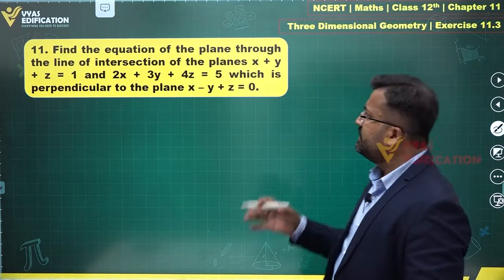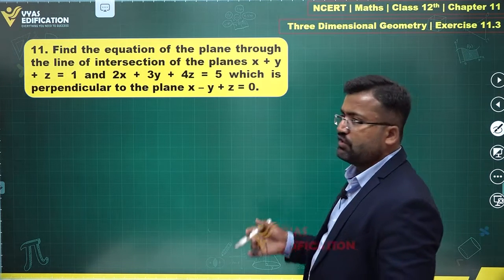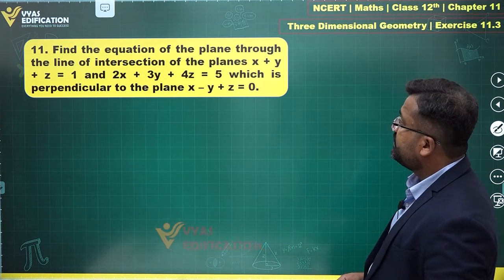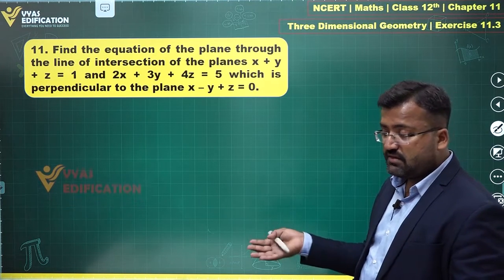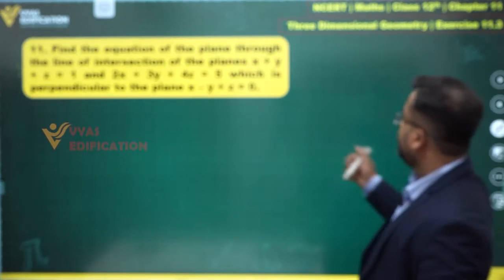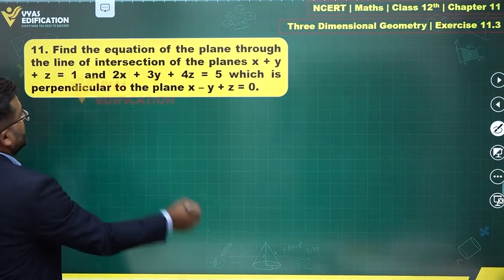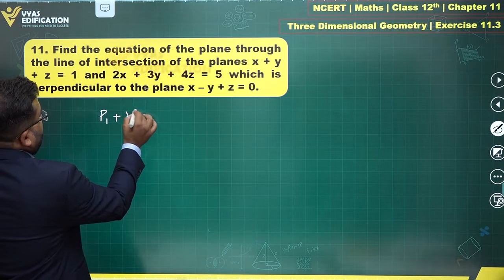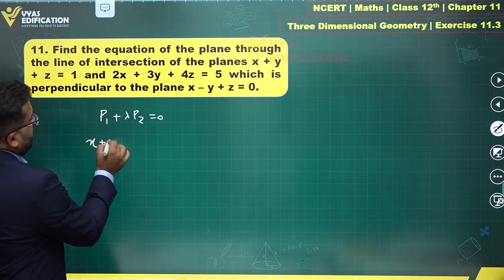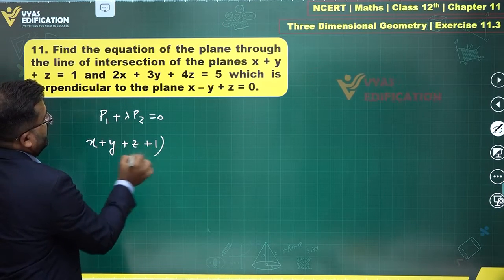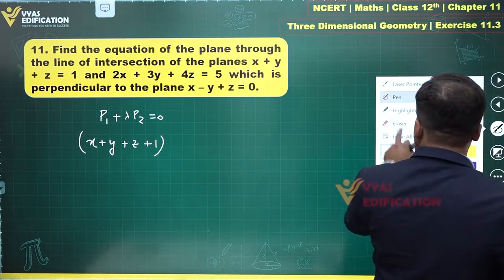Question number 11 says, find the equation of the plane through the line of intersection of the planes x plus y plus z equals to 1 and 2x plus 3y plus 4z equal to 5, which is perpendicular to the plane this, okay? Intersection of the two planes, that means family of planes, and perpendicular to this particular plane. Let's take a look at perpendicular to this particular plane. So P1 plus lambda P2 equals 0 is what we are interested in first of all. And what is that? X plus y plus z minus 1, this is not plus 1, this is minus 1.